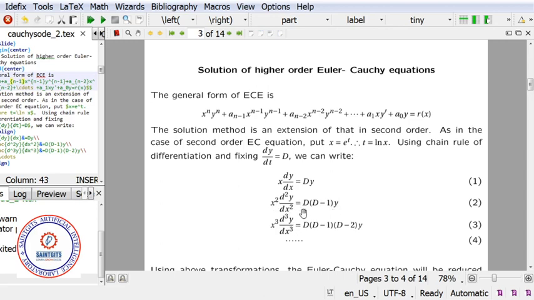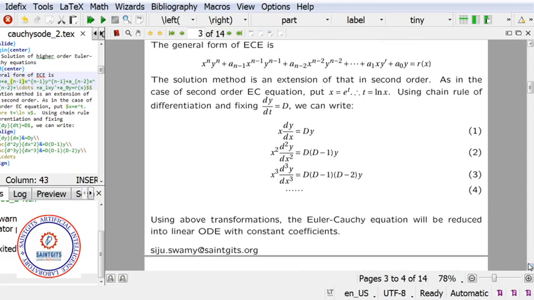So for x raised to 2, there are two factors: D minus 0 into D minus 1. When the power is 2, we go up to D minus 1. We imitate the same fashion. We get x cube into d cube y by dx cube is equal to D minus 0 into D minus 1 into D minus 2, or D into D minus 1 into D minus 2 y. In this way we can find x raised to 4 into d raised to 4 y by dx raised to 4 as D into D minus 1 into D minus 2 into D minus 3 y. So all the x terms disappear from this equation, and now it is reduced into an ordinary differential equation.